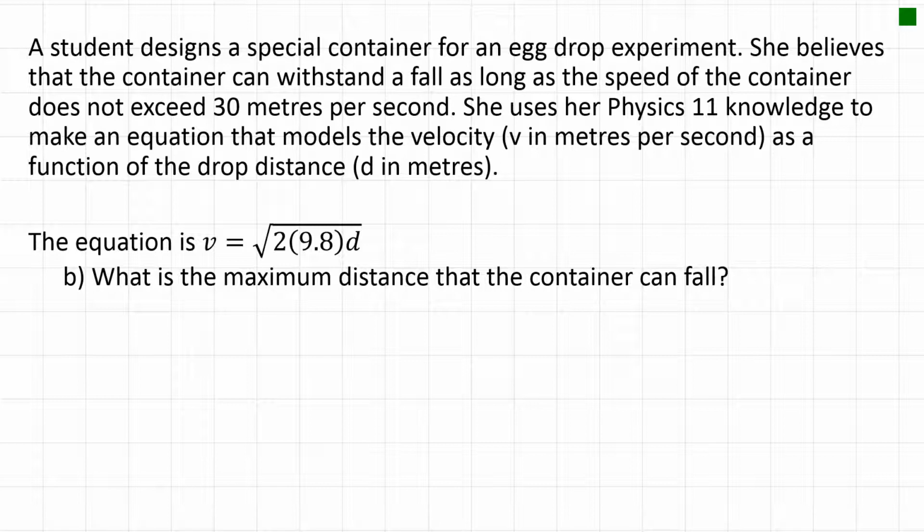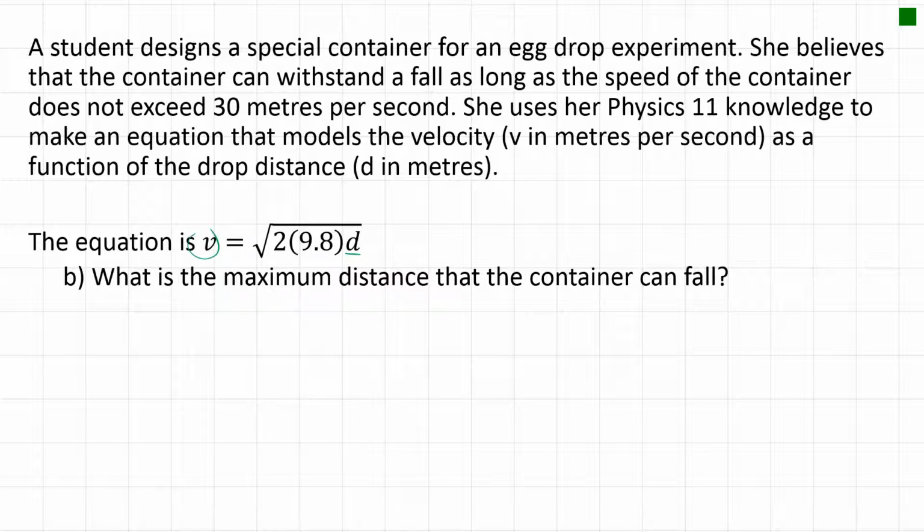In part B, we want to know what's the maximum distance the container can fall. So we can go about this two ways. One, we could either stick in the speed v, or we could rearrange this formula for d. Personally, I think it's just easier to stick in the known value and then solve it from there. So what is that speed v? If we want to find the maximum distance, what's the speed?